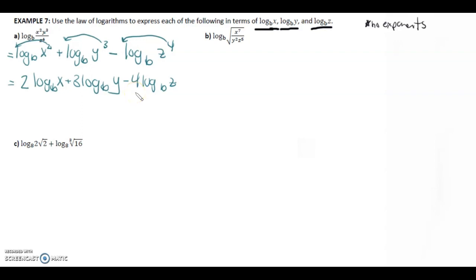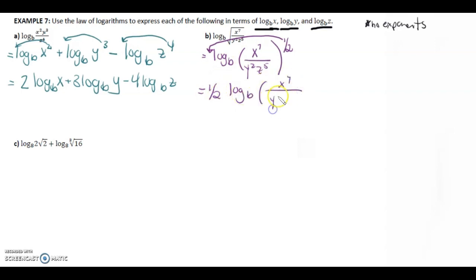Okay, so next, log base b, and I'm just actually going to rewrite this first: log base b of x to the 7 over y squared z to the exponent 5, and I'm going to raise this to the 1/2. And we're able to take that 1/2 and put it in front of the log, and only at that point, when we rewrite this with the 1/2 in front, are we able to actually break this down into the quotient product, or like the plus minus.